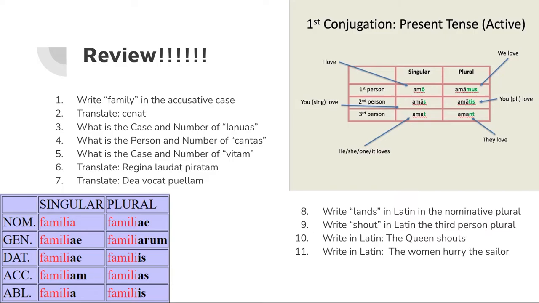Festinant. So it would be feminae, festinant, and then we have to make sailor into the accusative singular case. So we know sailor is nauta. How do we make that into the accusative singular? Well, if we go to the chart on the left, you can see an accusative singular always ends in am. So it would be nautam. So it would be feminae, festinant, nautam. And that's number 11, writing in Latin.